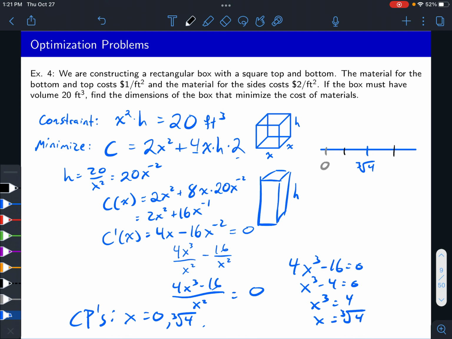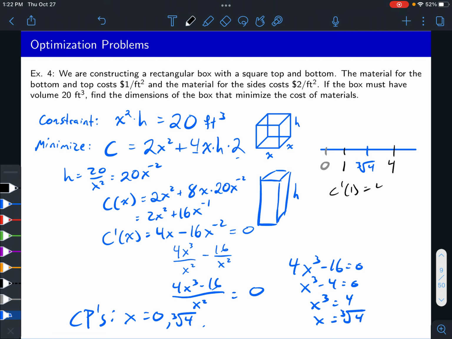All right, so let's see. Cube root of 4 is bigger than the cube root of 1, which is just equal to 1. And the cube root of 4, what is that less than? Well, you could just say it's less than 4. Is there an easier number? Yeah, I'm just going to do that. Cool, and let's plug those into C prime.